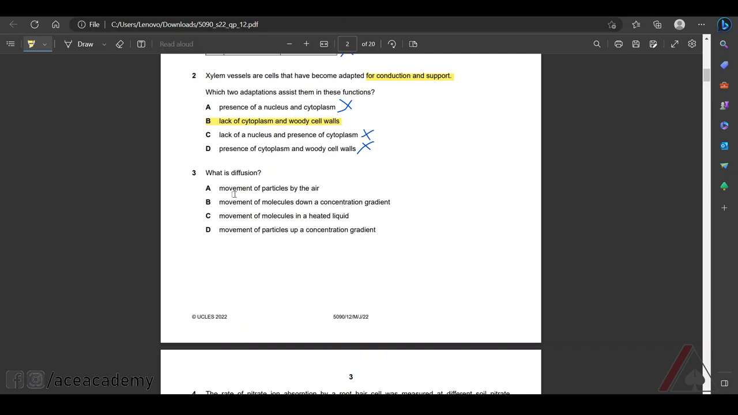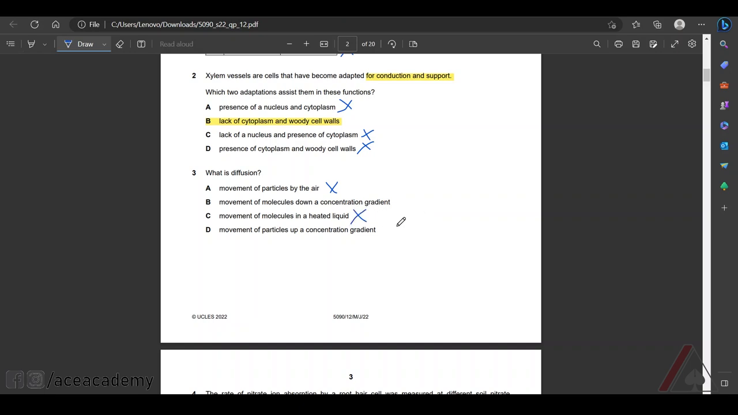Option A says movement of particles by the air. This is wrong because diffusion isn't restricted to mediums such as the air or any other medium. Option B says movement of molecules down a concentration gradient. This might be correct. This is very close to our original definition. But let's look at the other ones. C says movement of molecules in a heated liquid. Again, diffusion isn't restricted to mediums such as heated liquids. This is a wrong answer.